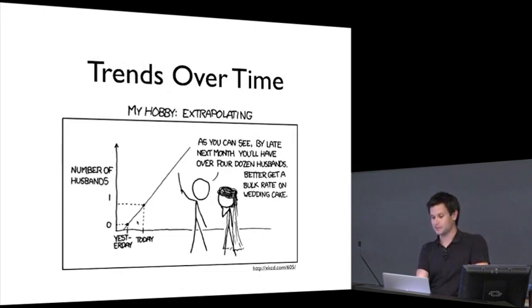Then trends over time. There's also this XKCD thing that I like very much. And in this course, you will also try to extrapolate data. You will start with a data set and try to find a trend and maybe also predict something. That could be a task for your final project. What would be the right plot for doing that?